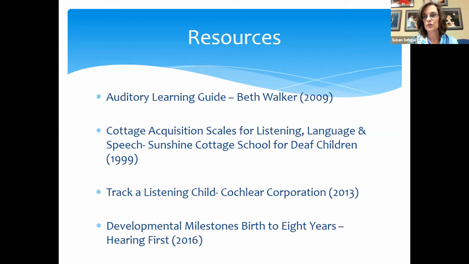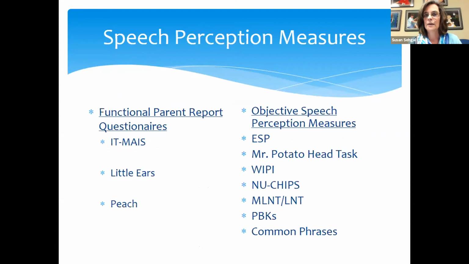I don't use one guide over another. I kind of have an eclectic approach, so there are certain things about each one of these guides that I like. Some of the speech perception measures used with younger children: sometimes we get information through functional parent report questionnaires, by asking parents questions about their child's listening skills in everyday listening contexts at home. So we may use the ITMAIS, LittlEARS, or the PEACH.